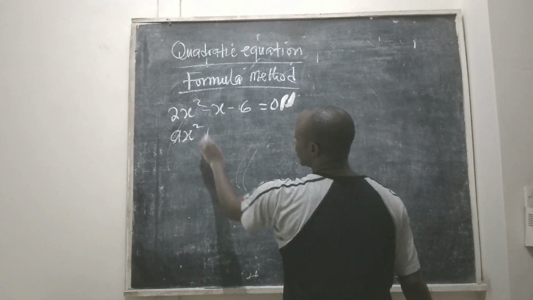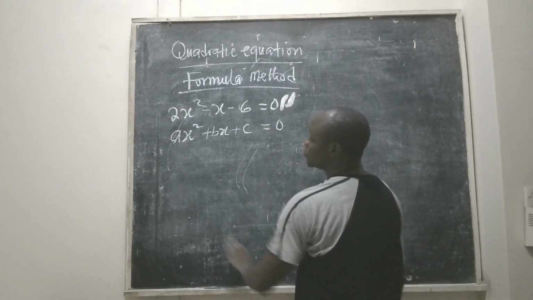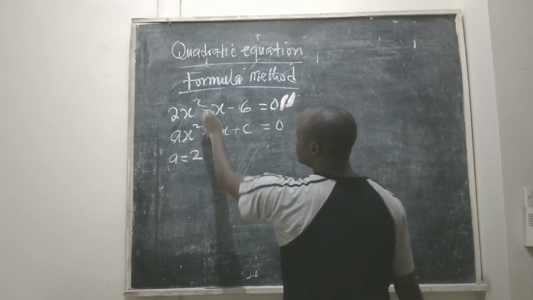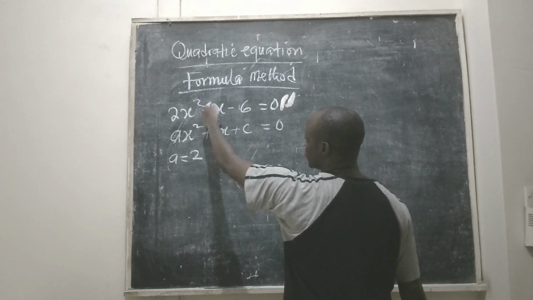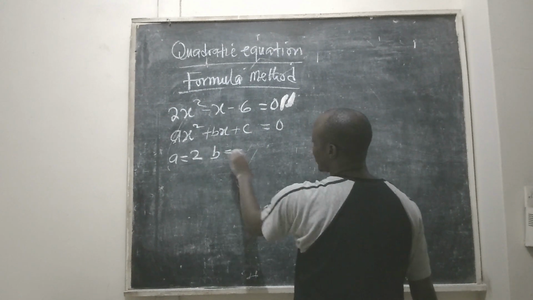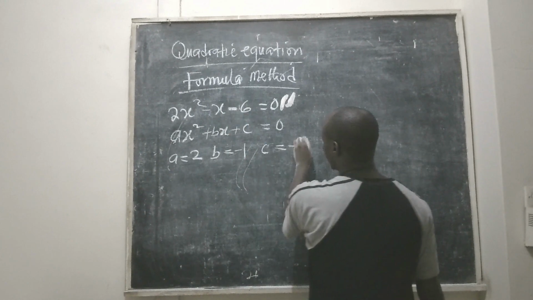We have a quadratic equation, ax squared plus bx plus c is equal to 0. So our a here is 2, so we have a is equal to 2, and for our b, there is no number shown, it means that it is 1. Because it is negative, we have minus 1, and our c is minus 6.